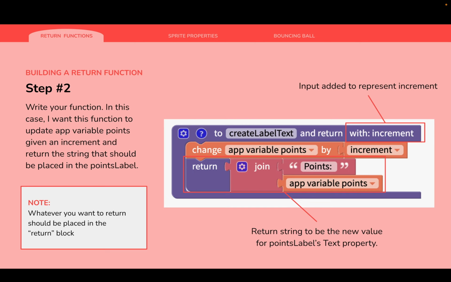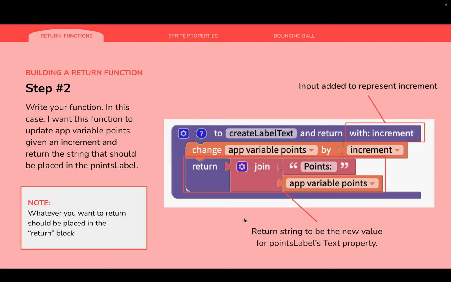So you can see that I've added an input to this function, and I've decided to call that input increment. That value is going to be either +1 or -1, depending on whether the add points button was clicked or the subtract point button was clicked. And then inside my function, I utilize that input variable increment to be the value by which global variable points is changed. So that's the first line in this function.